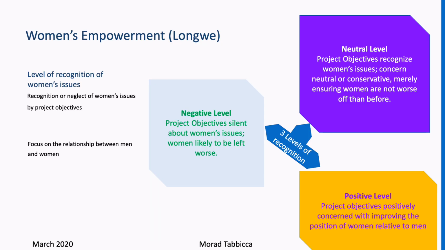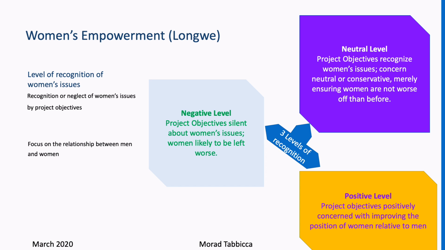The second tool of the women empowerment framework looks at the level of recognition of women's issues. Here the concern is whether the development project's objectives or the development plan or the policy recognizes women's issues or ignores them. Another thing is that the relationship between men and women often leads to women being subordinated. So any project that wants to empower women has to also examine the relationship between men and women within that given community and see what their power relationship is.